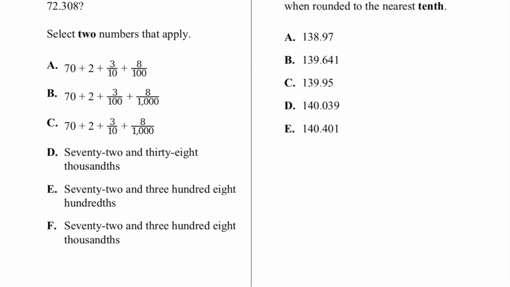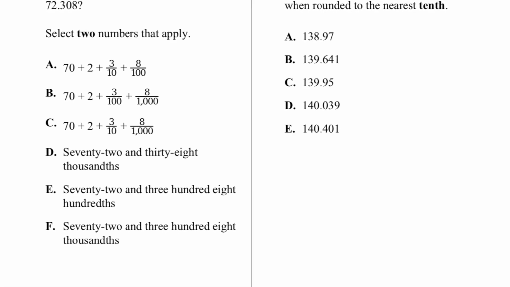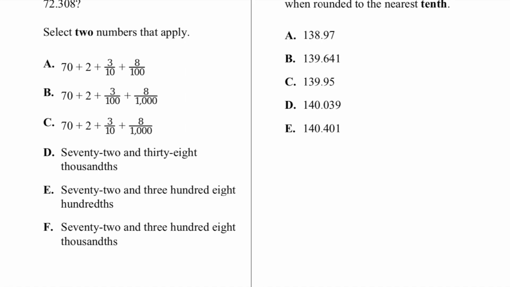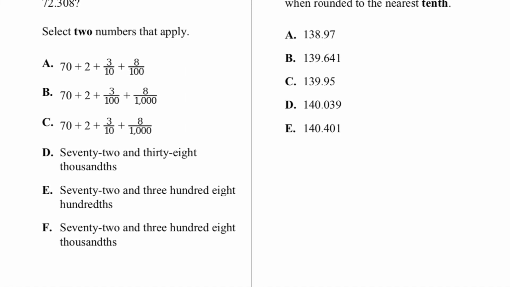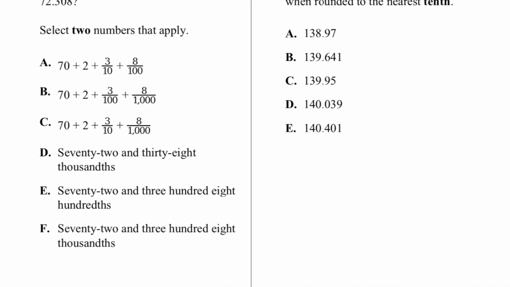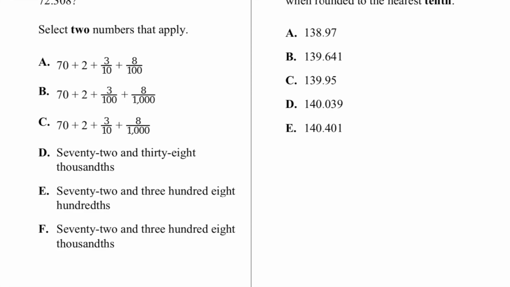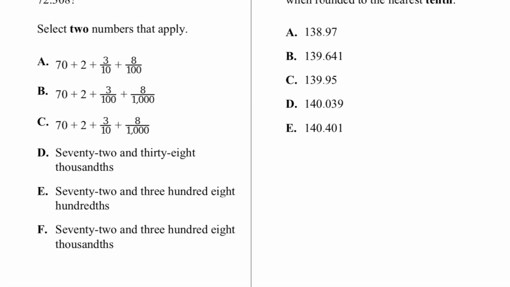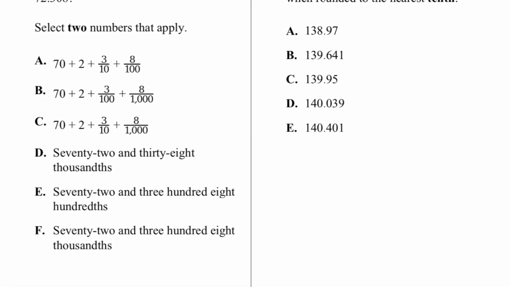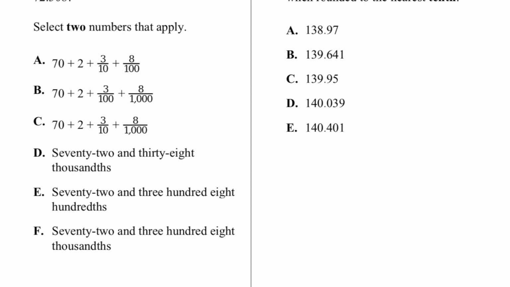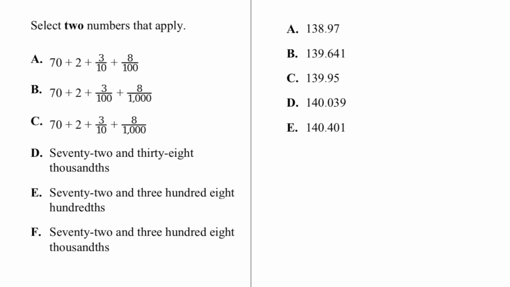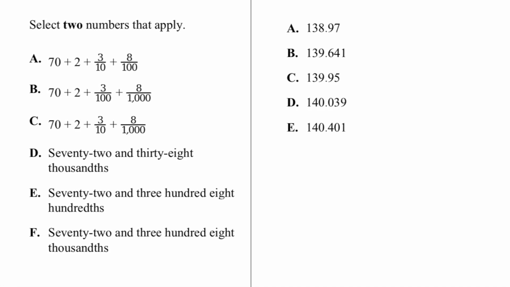A. 70 plus 2 plus 3/10 plus 8/100. B. 70 plus 2 plus 3/100 plus 8/1,000. C. 70 plus 2 plus 3/10 plus 8/1,000. D. 72 and 38/1,000. E. 72 and 308/100. F. 72 and 308/1,000.